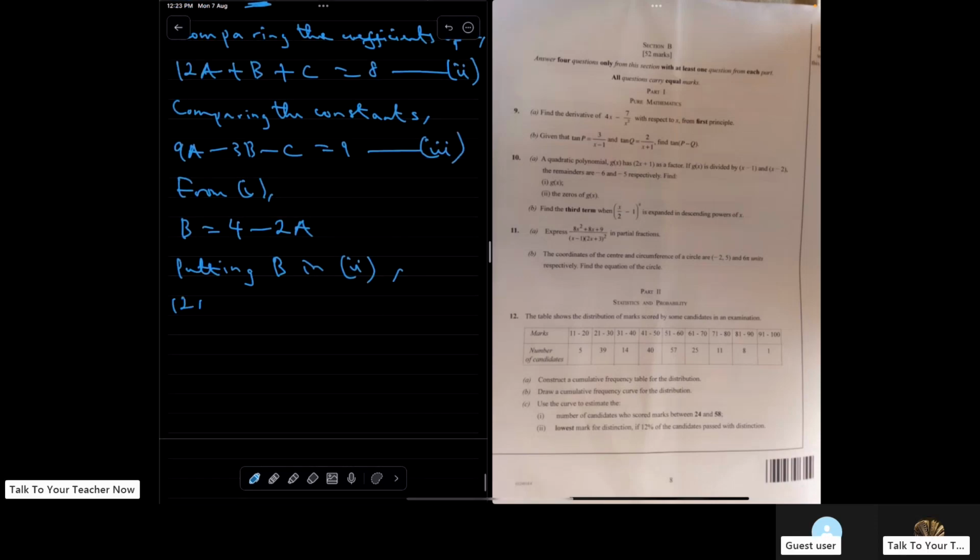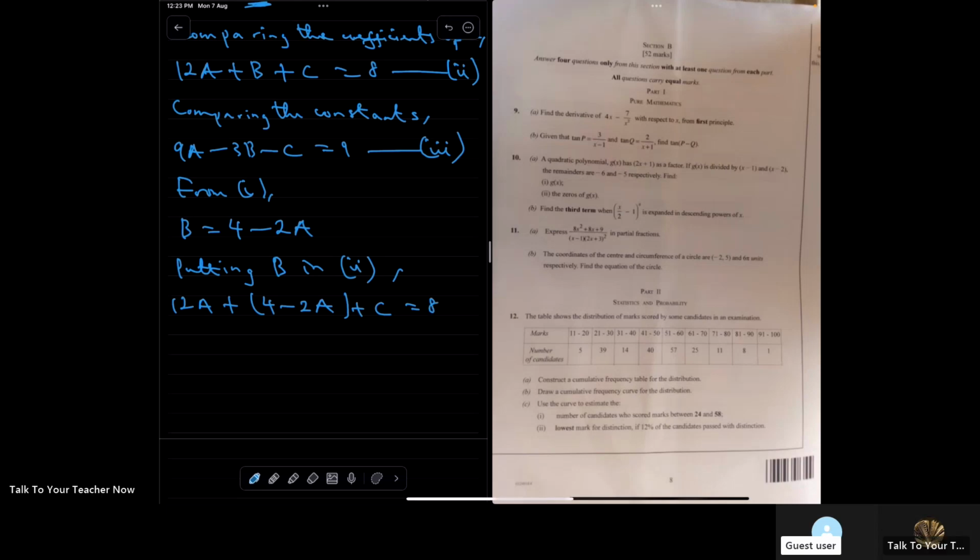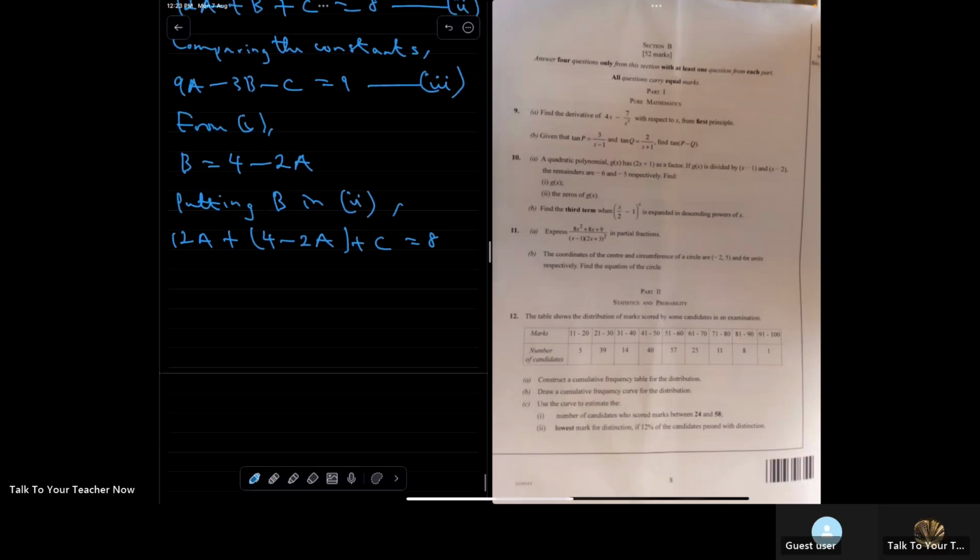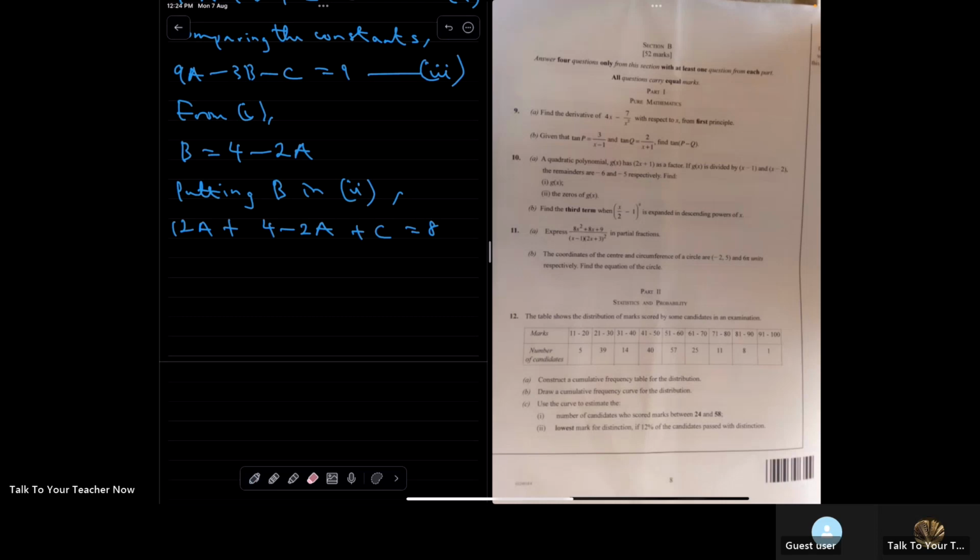Putting b in equation 2, what do you have? 12a plus 4 minus 2a plus c equals 8. I don't even need to put this in brackets. So that's 10a plus c equals 8 minus 4, that's 4. 10a plus c equals 4. That becomes equation 4.